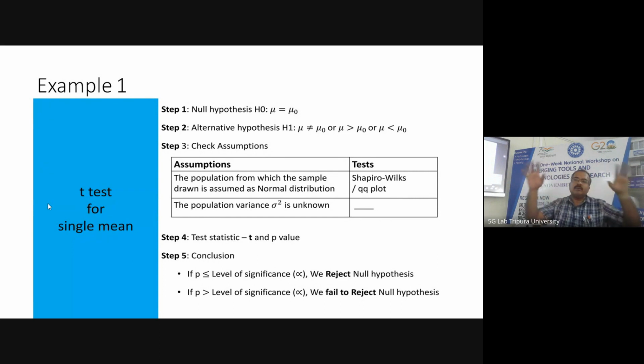So you have a population, the target population. From there you have selected samples. From the samples you have collected data. And from the data you have come up with a single mean value. Mean, you know, the average value.